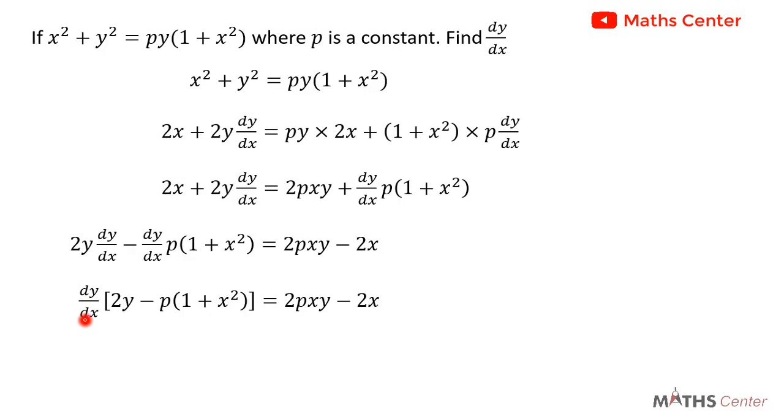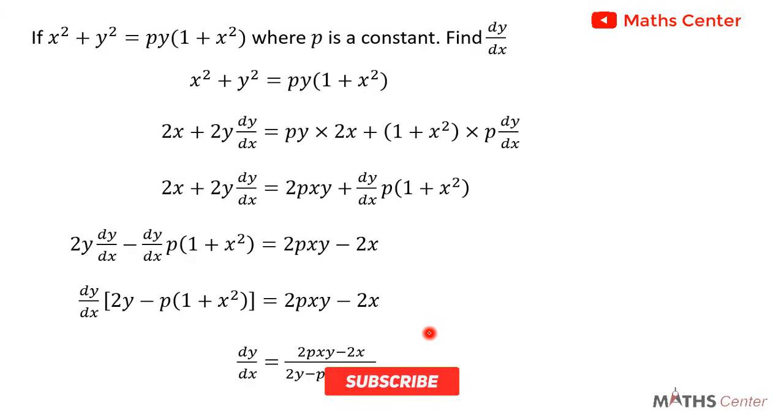When I factor dy/dx out, I'll have dy/dx times the bracket 2y minus p times (1 plus x squared) is equal to 2pxy minus 2x. You divide both sides by 2y minus p times (1 plus x squared), and you have dy/dx is equal to (2pxy minus 2x) divided by (2y minus p times (1 plus x squared)). So this is how to differentiate implicit functions.